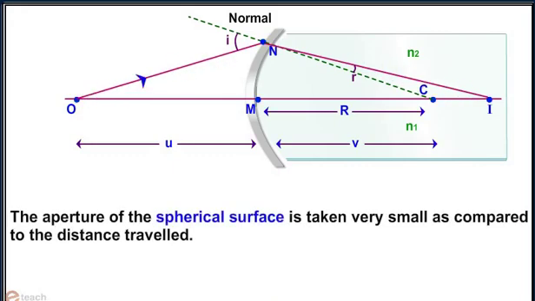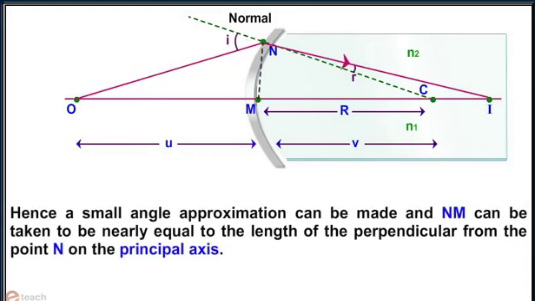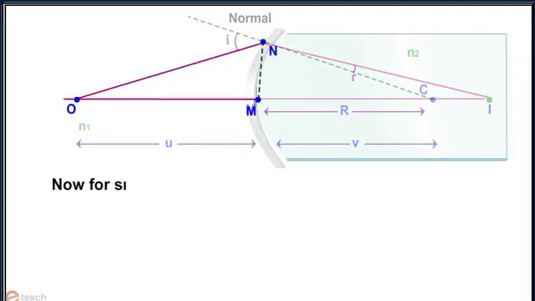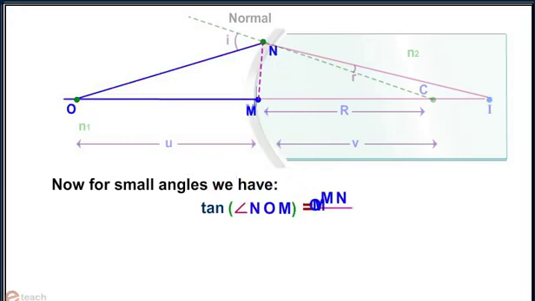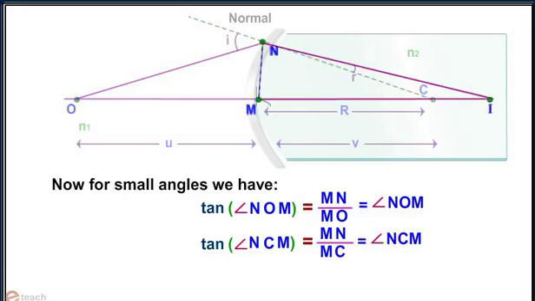The aperture of the spherical surface is taken very small as compared to the distance travelled. Hence, a small angle approximation can be made and NM can be taken to be nearly equal to the length of the perpendicular from the point N on the principal axis. Now, for small angles, we have tan of angle NOM equals MN by MO, and tan of angle NCM equals MN by MC. Similarly, tan of angle NIM equals MN by MI.